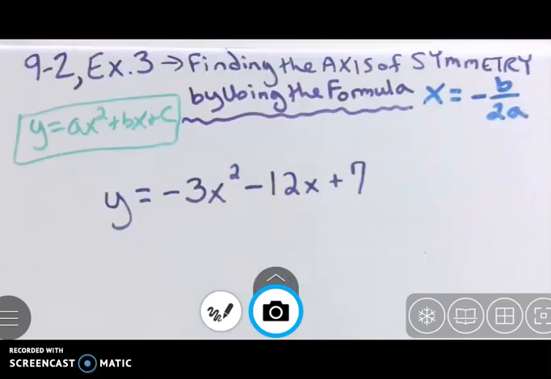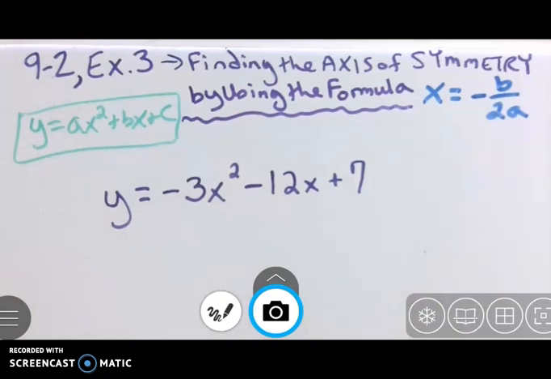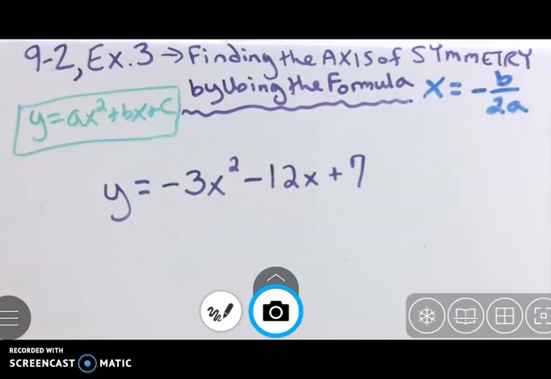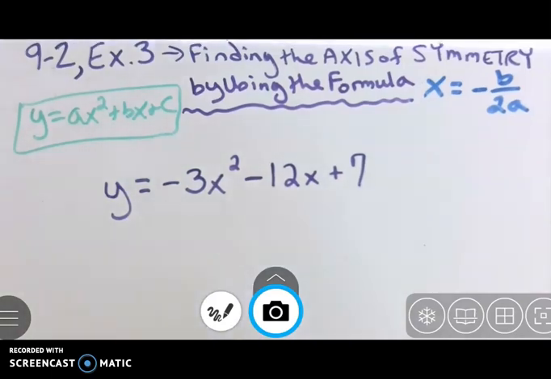Okay, last example I'm going to cover for example 3. So this one's not in your book, I just made it up, but I just want to show you something. You must keep track of your negative signs when solving for the axis of symmetry. So here I want to find the axis of symmetry for y equals negative 3x squared minus 12x plus 7. The first thing I want to do is make sure I'm in standard form, which I am.